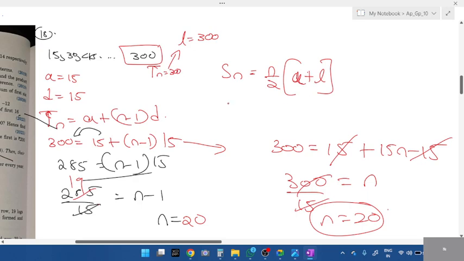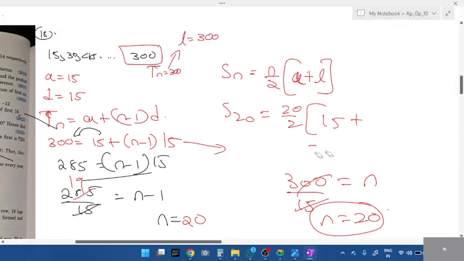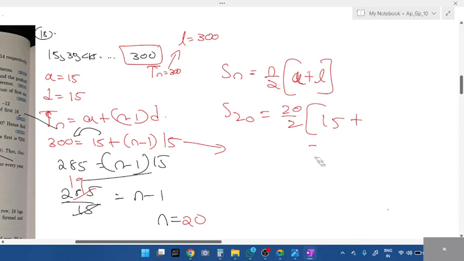Okay. Next, S of n. S of 20 is equals to 20 divided by 2. A value is 15 plus. What is L value? L is 300. L is equals to 300. So left hand side, we have done lot of questions. Right hand side, S of n, practice 1 or 2, students. Practice it later. 20 divided by 2, 10.